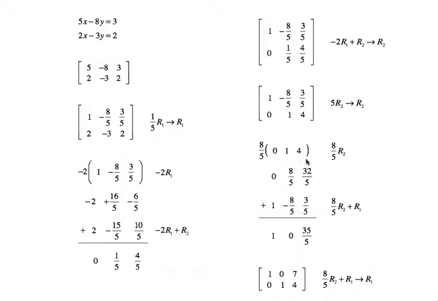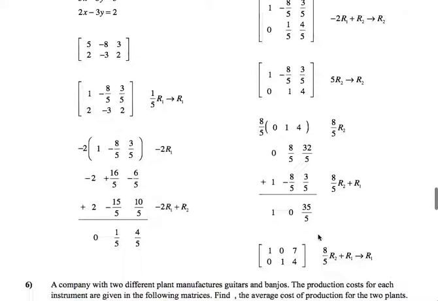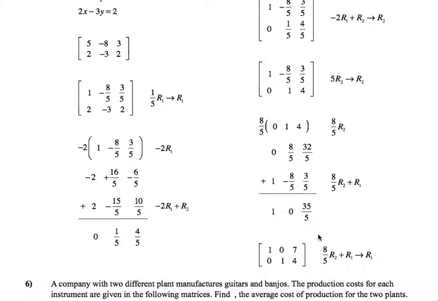So that's what we're doing here. 8/5 times row 2 is 0, 8/5, and 32/5, because 4 times 8 is 32. And then we add those two rows together to knock out that middle entry. And so 0 plus 1 is 1, 8/5 plus -8/5 is 0, and 32/5 plus 3/5 is 35/5. There's the notation for that. 8/5 times row 2 plus row 1 is 35/5. Well, 35/5 just happens to be 7.